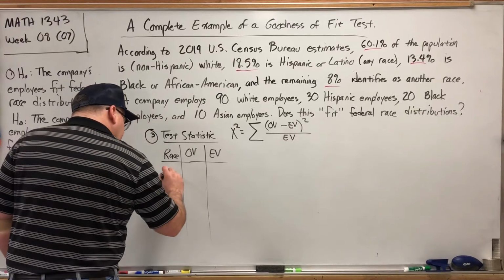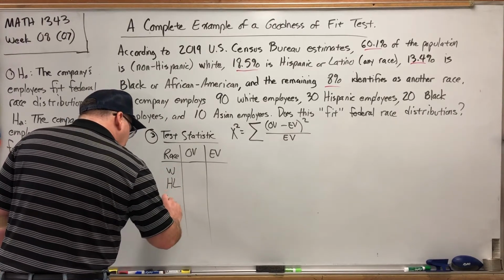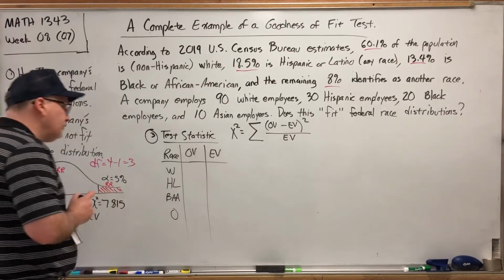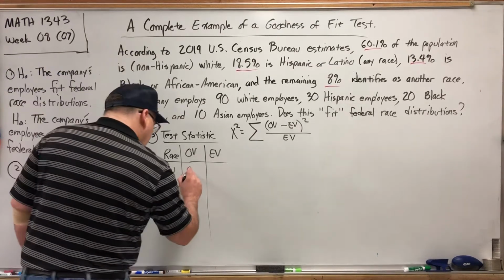For our races are white, Hispanic, Latino, Black or African American, and then other. Our observed values were 90, 30, 20, and 10.